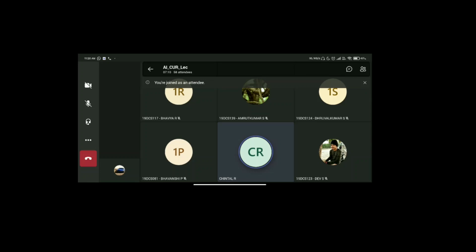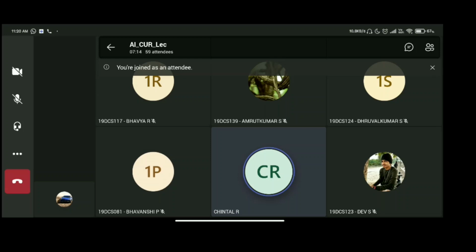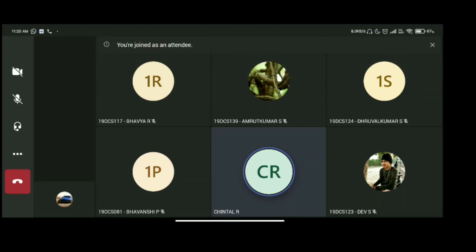Start with the topic, that is A-star algorithm. Okay, so I hope you are clear with the concept of this one. Okay, A-star algorithm. Or anybody still having doubt with the best first search algorithm? Because if you are having doubt with the best first search algorithm, we cannot move forward with the A-star algorithm.